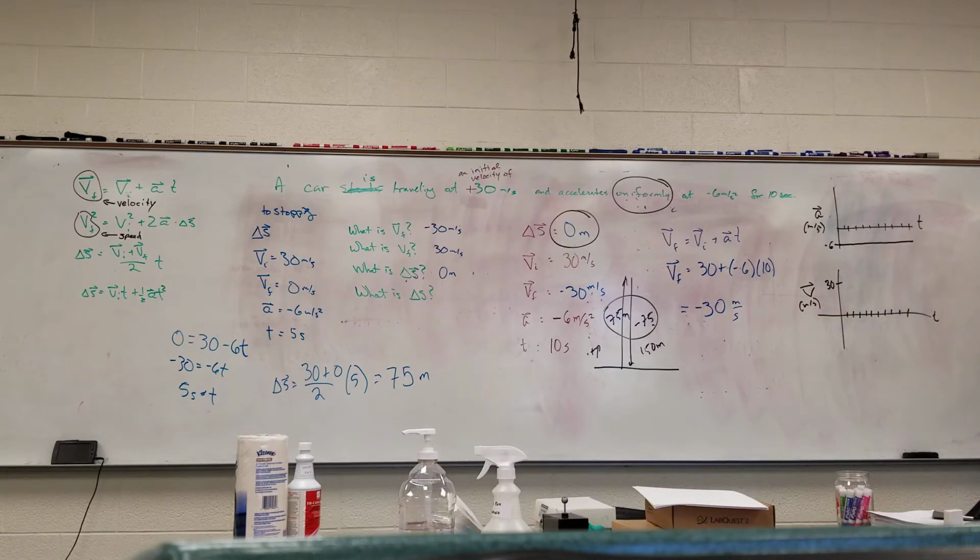Negative 30 at 10 seconds. Okay? Well, there, that's negative 30. And then connect the dots. I also know that it's 0 at 5 seconds. 2, 3, 4, 5. Something like that.